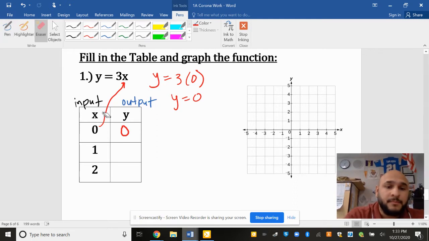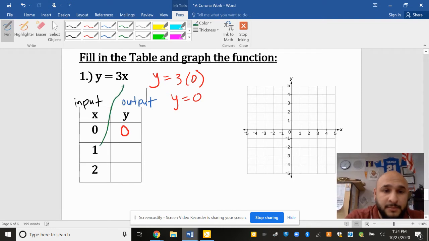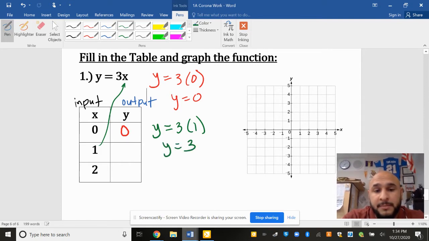Okay. Next, x equals 1, sorry. This time I'm going to substitute x with 1. So y equals 3 times 1 this time. Then 3 times 1, y would equal 3. So when x equals 1, y equals 3.